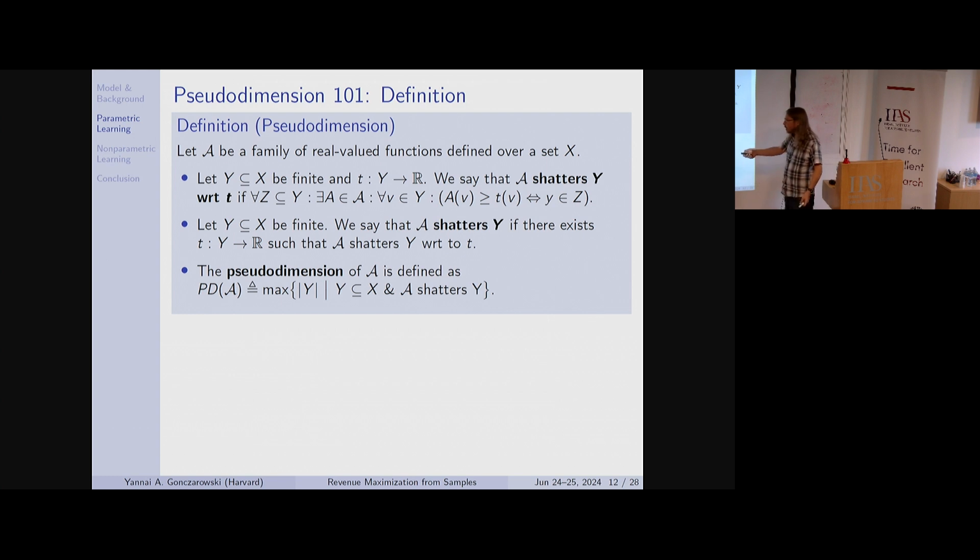For some of them, we know the pseudo dimension is infinite. For some of them, we know how to bound the pseudo dimension. Let me give you an example. Do you want to get a little bit of intuition?